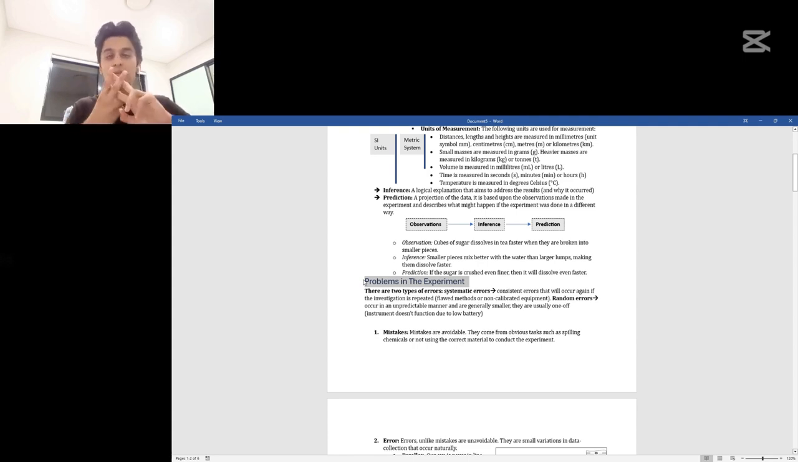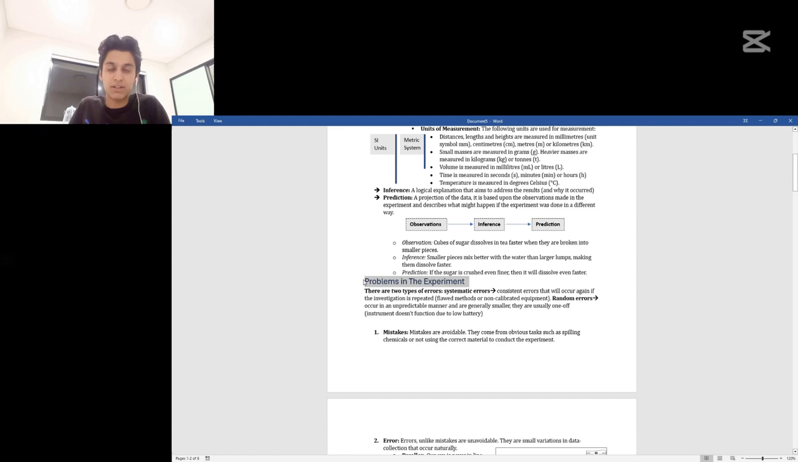Okay, first of all, there are two types of problems. Systematic errors are consistent errors that will occur again if the investigation is repeated. This is like flawed methods or non-calibrated equipment. So what does this mean? Systematic errors, okay? Let's say you have a ruler that is very inaccurate. So at 1 centimeter in real life, your ruler measures 1.1 centimeters, and so it's consistently off and it doesn't give you accurate measurements. In this case, that's a systematic error because you're using the wrong equipment.